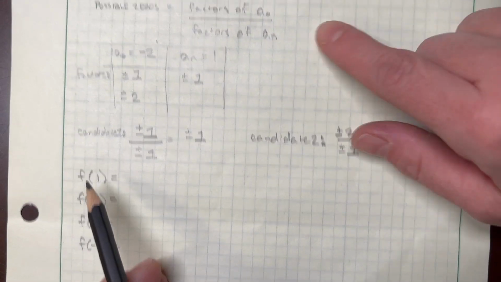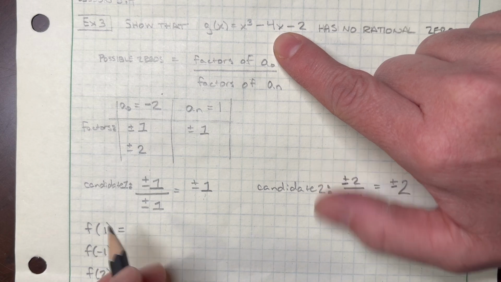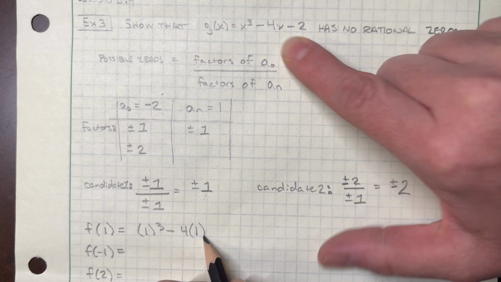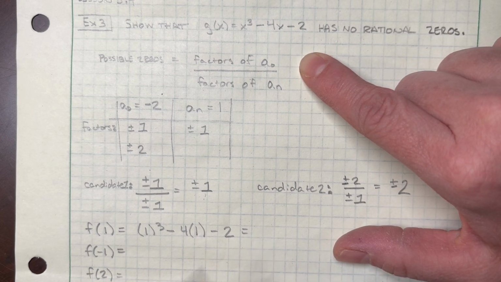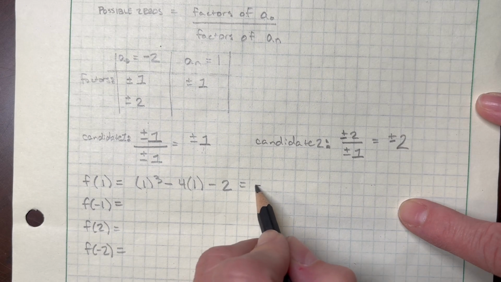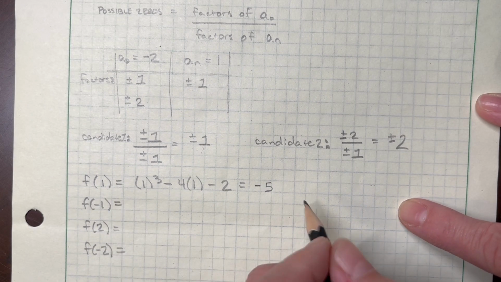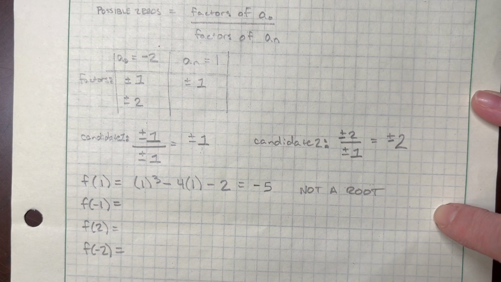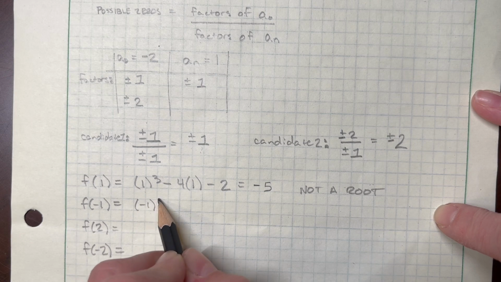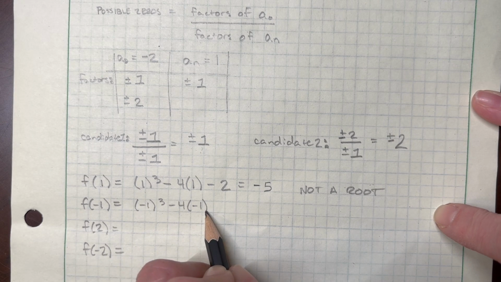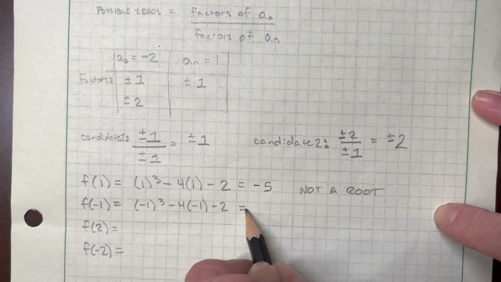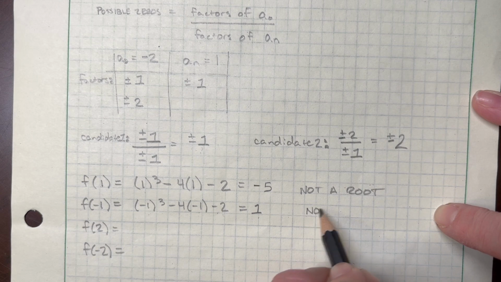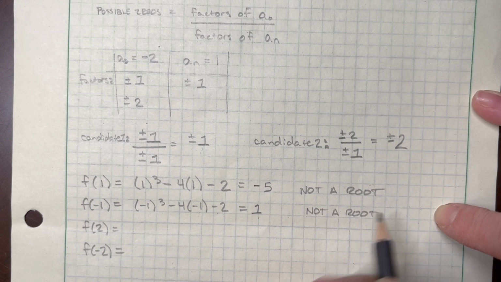So let's evaluate f of 1, x cubed minus 4x minus 2. It's negative 5. F of 1, not a root of the original function. That's f of negative 1. F of 1 is 1, so that's also not a root. Carry on here.